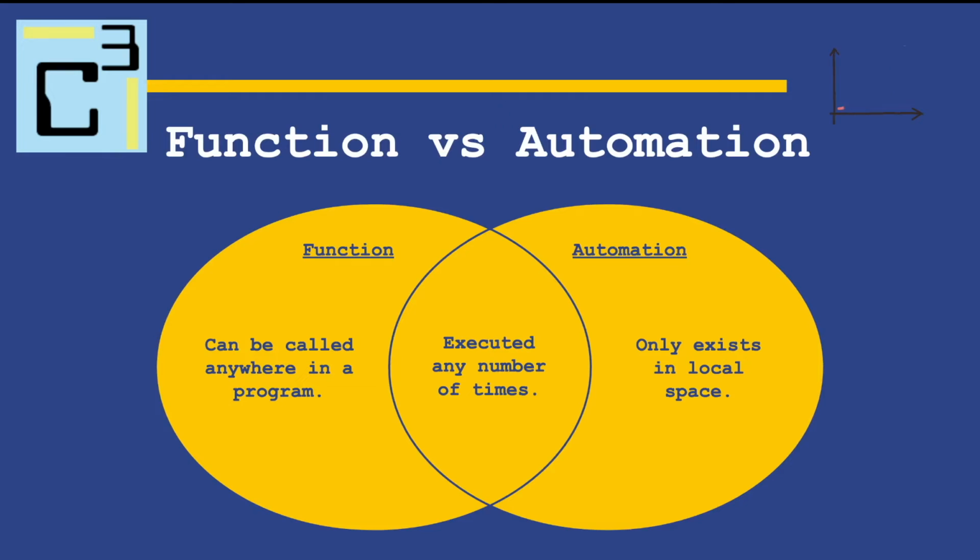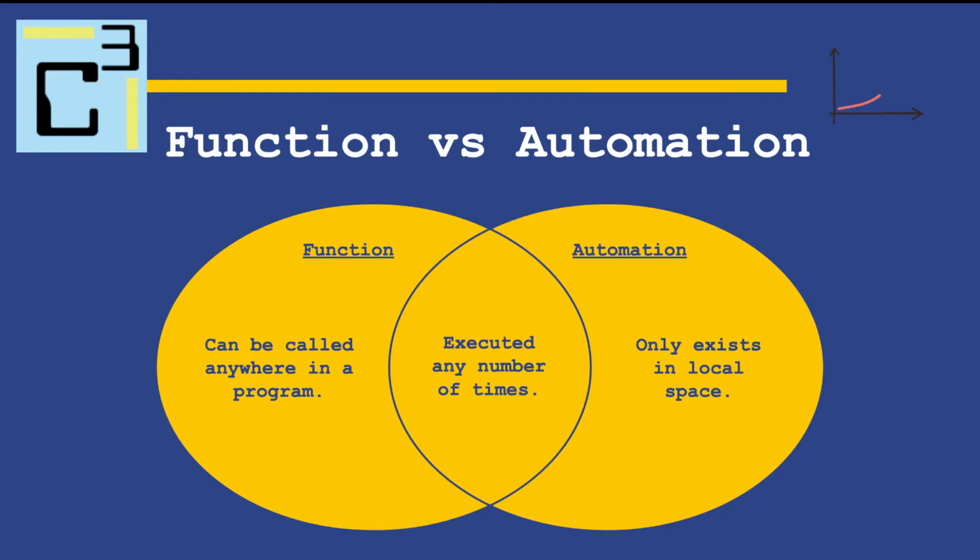On the left side, you've got functions. On the right side, you've got automation. And in the middle, you've got what's similar. Okay, so functions can be called anywhere in a program, and that's the concise version of what I was trying to say for the last 10 minutes. On the automation side, automation only exists in local space. Like I was saying, the for loop or the while loop only exists right there. You can't just reuse that while loop somewhere else in the program. That's just not how it works. So a function is the best part of that.